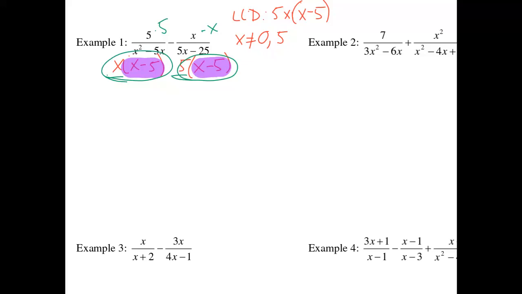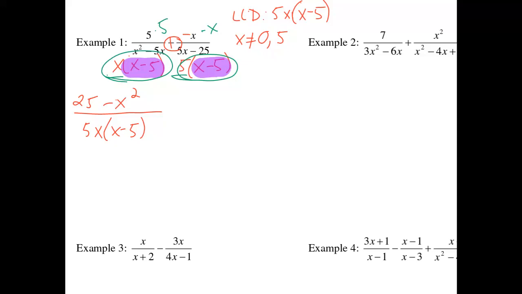So now the LCD is going to be the common denominator. So we can put the 5x times x minus 5 on the bottom. And now I can do the addition across the top. However, note that this is a subtraction problem. So before I go any further, I'm actually going to change this to addition and add the opposite. So that way I can just add the numerators together. So first fraction is 5 times 5. That'll give me a 25 on the top. And then we have negative x times x, which will get me negative x squared.